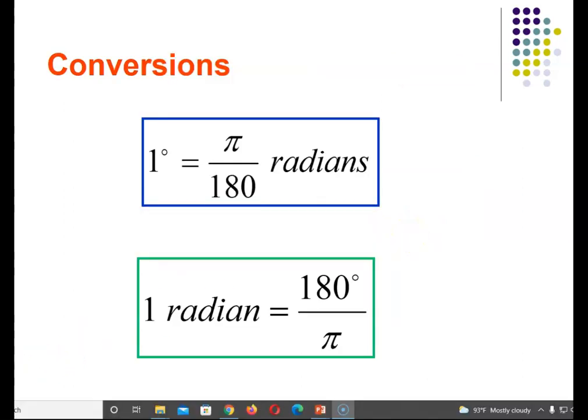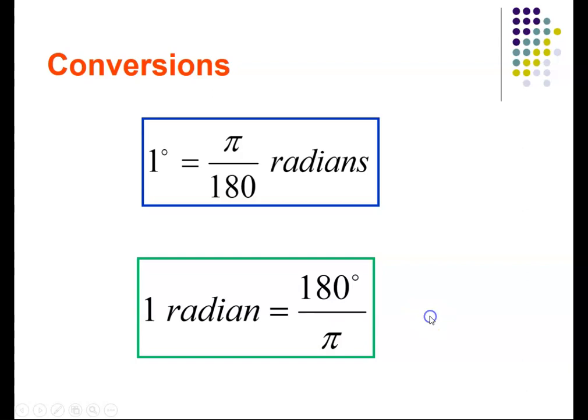Okay, always remember, when you're going to convert, just remember these two conversions, from radian into degrees and then from degrees into radian. So what you're going to do, multiply by pi over 180 to get radians, and then multiply by 180 over pi going to degrees.